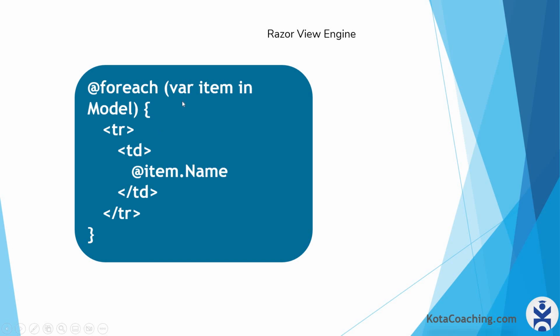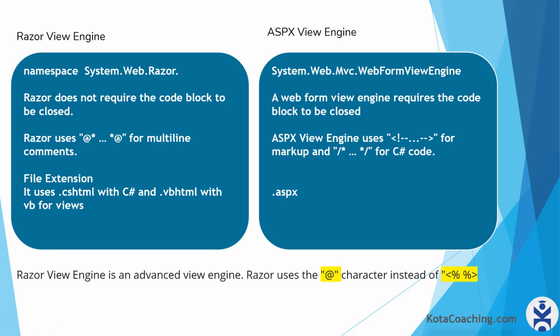In HTML you can put the property, object property. Here we can see the difference between Razor view engine and aspx view engine. In Razor view engine we use the namespace System.Web.Razor, and in aspx view engine we use System.Web.Mvc.WebFormViewEngine. And Razor does not require the code block to be closed, but the aspx web form view engine requires the code block to be closed.